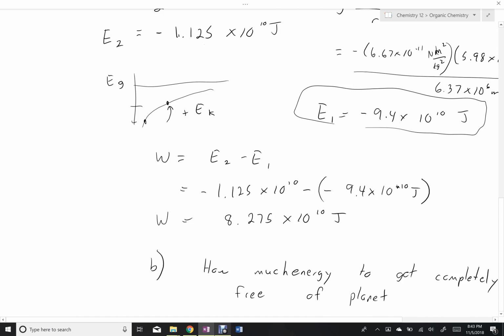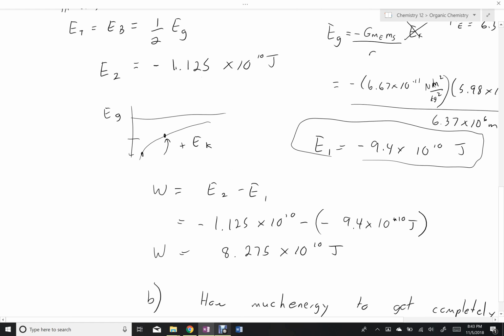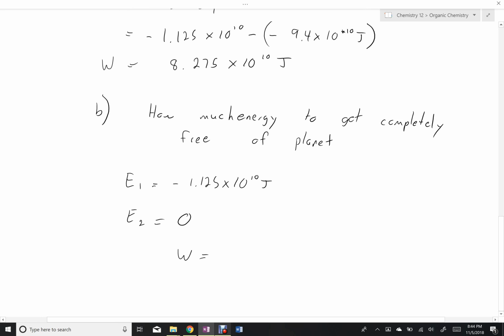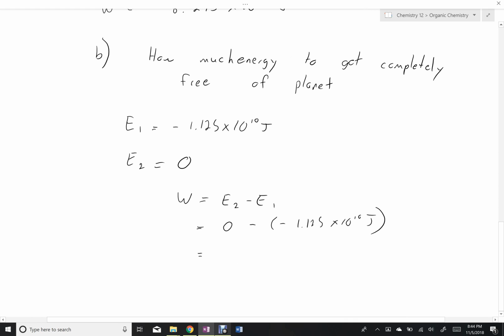And if we remember our definition for binding energy, since this is the total energy and I want to go to a zero energy state, then this is how much energy I'm going to have to provide. So now we're going to assume that energy 1 is our energy with the stable orbit, negative 1.125 times 10 to the 10 joules of energy, and we're going to want to go to an E2 state where we actually get back to zero energy. So the work we're going to have to put in this case, E2 minus E1, is going to be equal to 0 minus the negative 1.125 times 10 to the 10 joules. Or we're going to have to repay that deficit of energy that we still have to get back completely out of the gravitational potential well and get back to a zero energy situation.